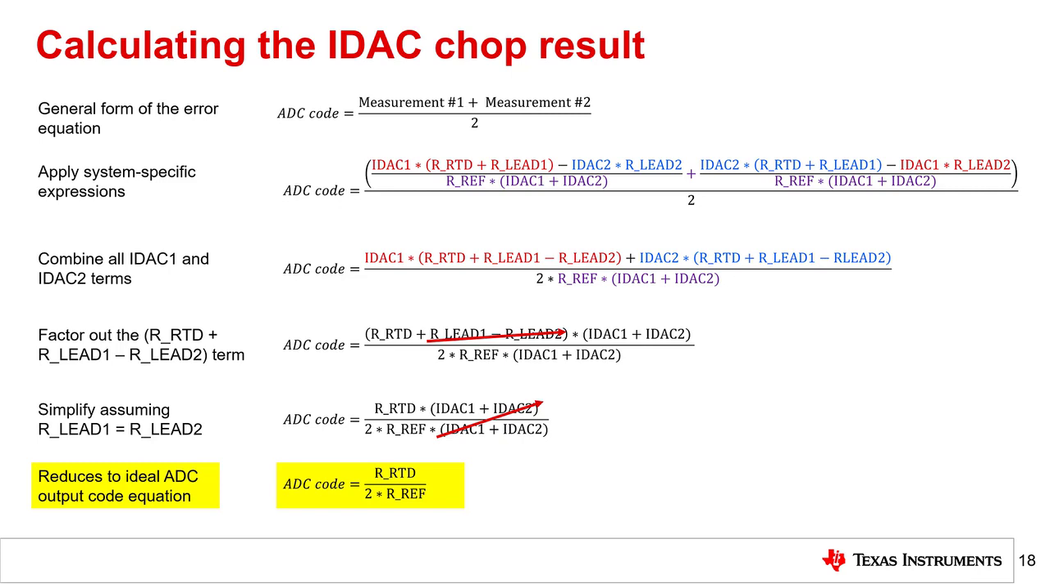Moreover, the mathematical operations required to implement IDAC chop are more complicated compared to the simple subtraction that calculates the final ADC output code for the one IDAC configuration. This RTD measurement configuration was described earlier in this presentation.